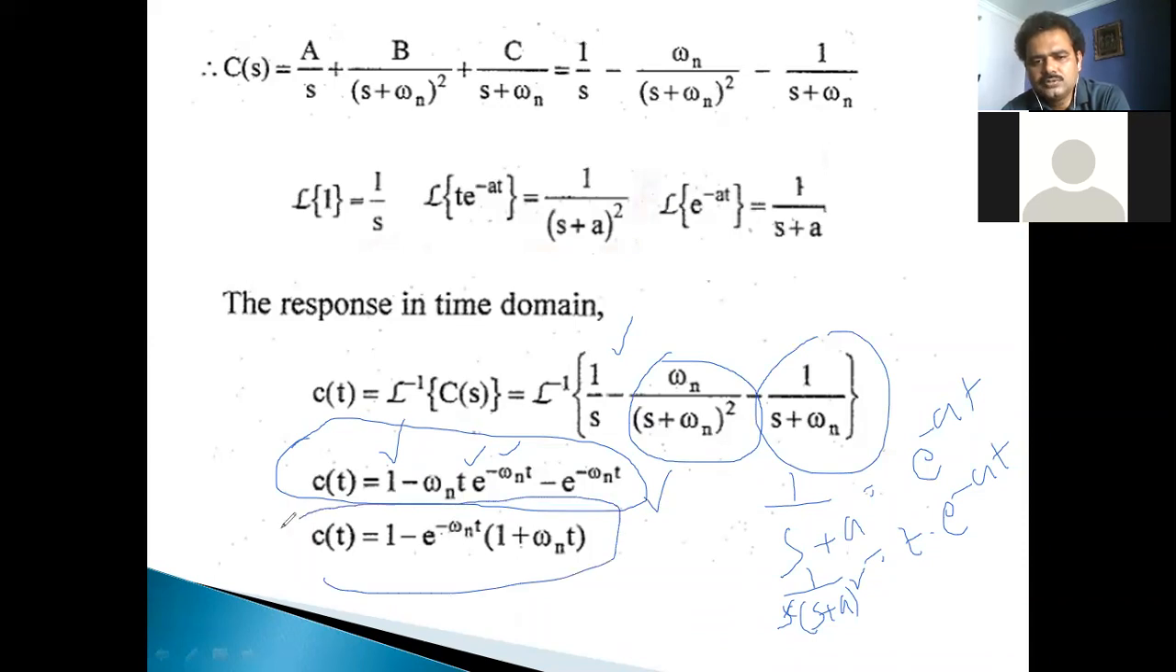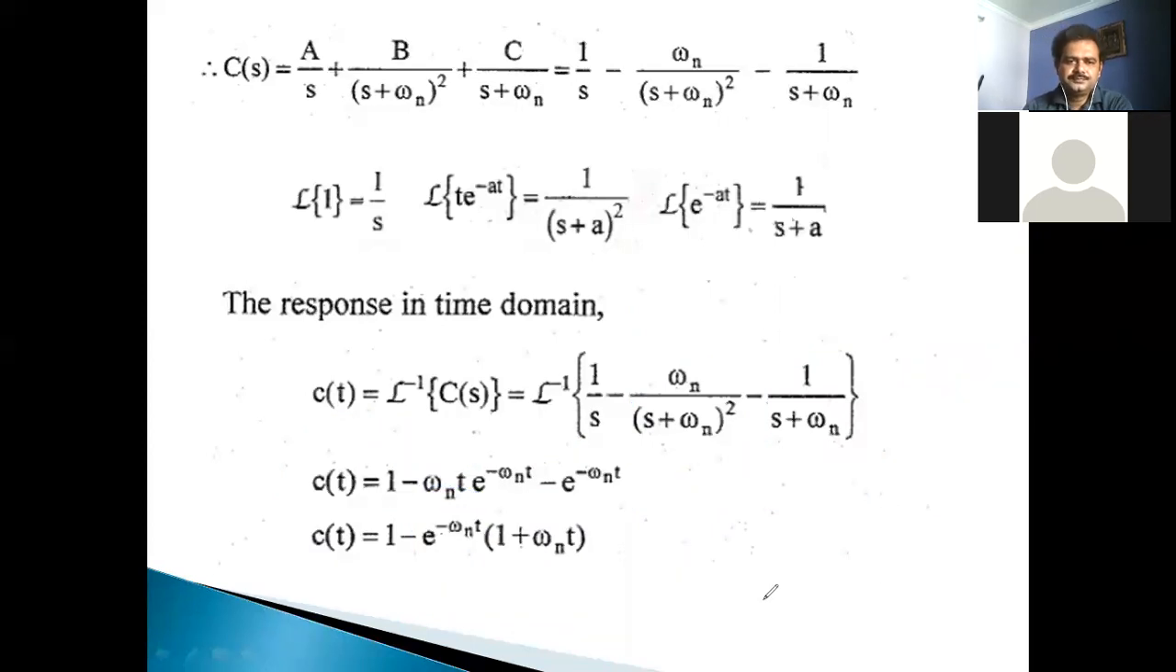So the response in this critically damped case has no oscillatory part. There is no sinusoidal function, no oscillations. Only when sine or cosine terms are present in this equation will you get oscillations. Otherwise, there is no question of oscillations. It is an exponentially decaying function, so it decays with respect to time.